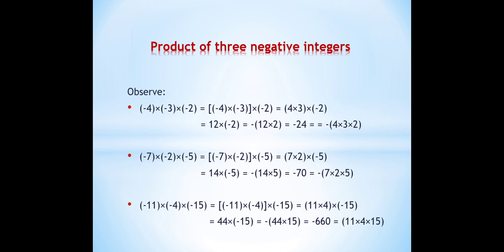Similarly, the third one, minus 11 into minus 4 into minus 15. Take minus 11 and minus 4 as in group. Find 11 into 4, that is 44, into minus 15 will be minus 44 into 15. If you calculate this, you will get minus 660, which is equal to, okay student, I have forgotten to put one minus sign, that will be minus 11 into 4 into 15.